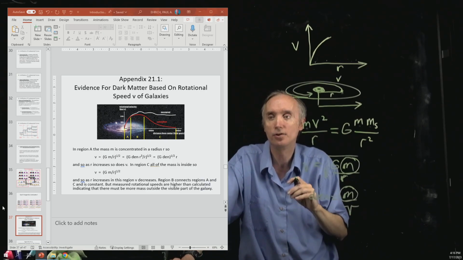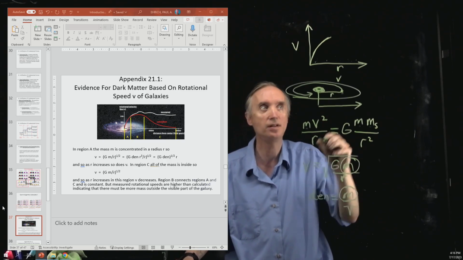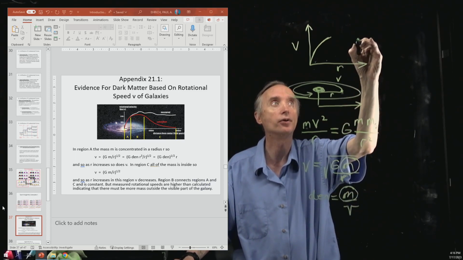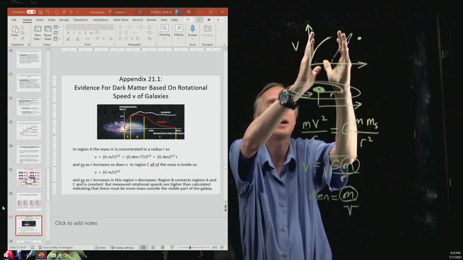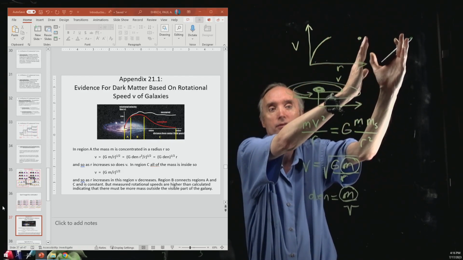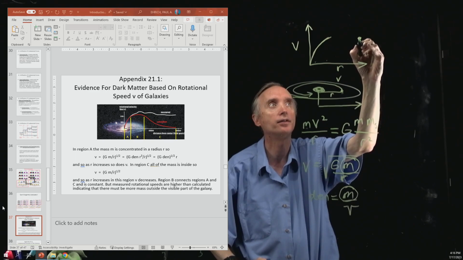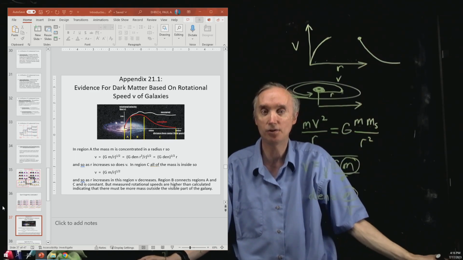Okay, now let's look at part C. In region number C, we're looking out here. In this region out here, most of your mass is now in this part, and there isn't so much mass out here. And so what we find is that the speed begins to decrease.